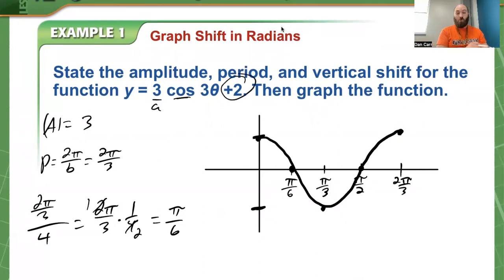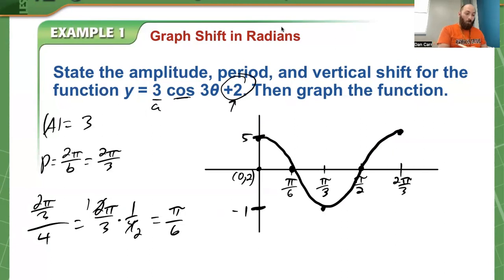But the +2 changes things a bit. Normally, with the amplitude of 3, it would go up 3 and down 3. But my midline here is at +2. So right here is the point (0, 2) to start, like in that spot. So that point is (0, 2), which means I go up 3 from that. So I'm actually starting at a 5 up here. I go down 3, it's going to be a -1. So that's what my scale is going to look like here. That's where things are changing thanks to that vertical shift up.